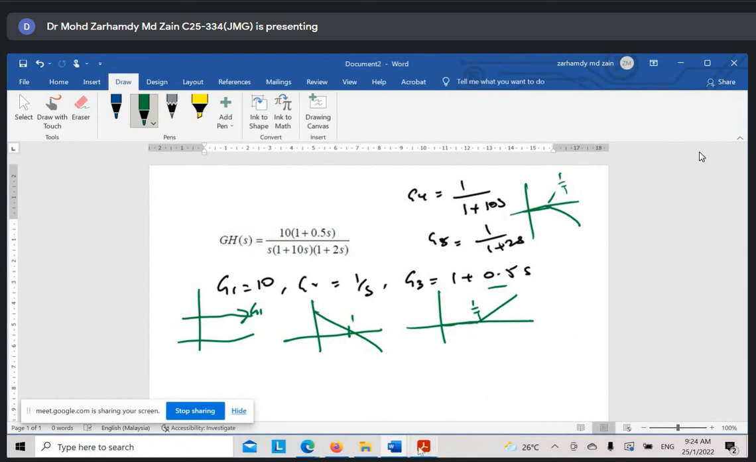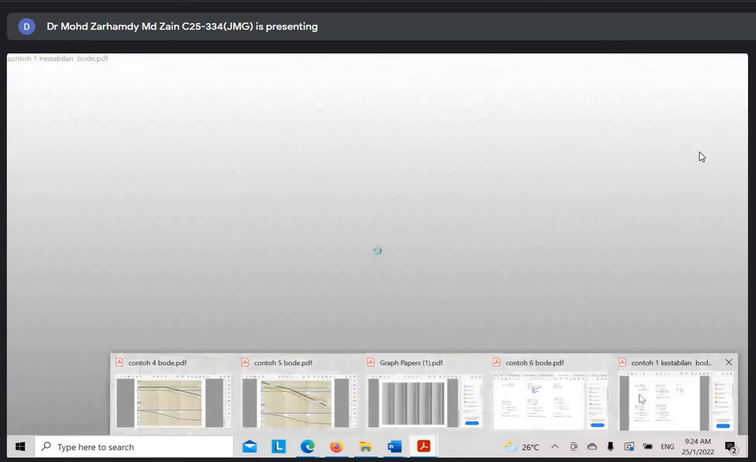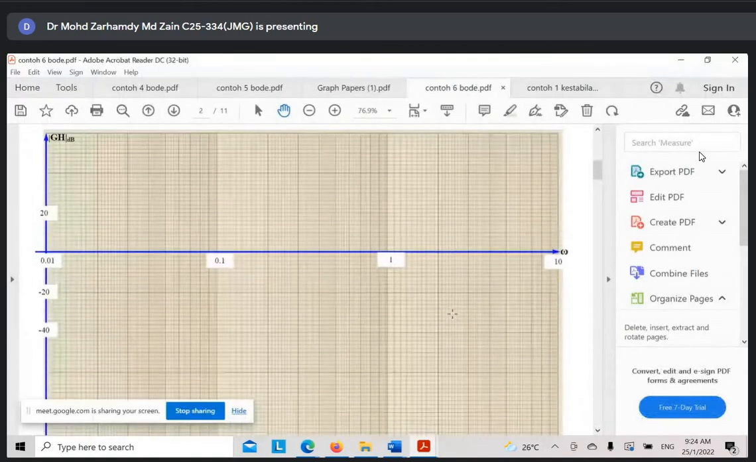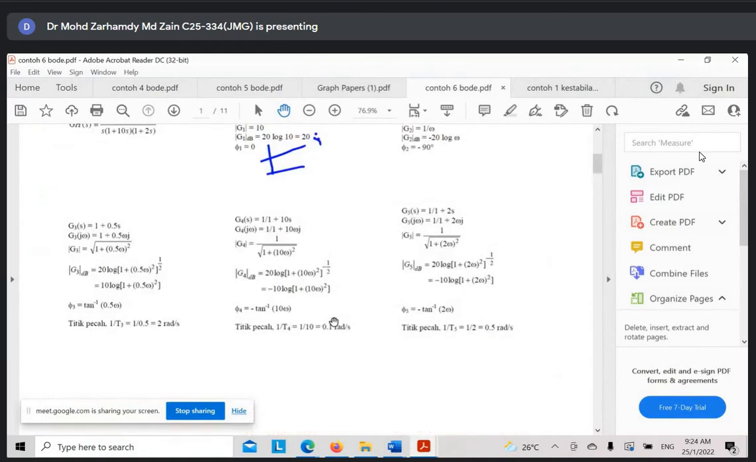Okay, sekarang kita nak masuk kepada sistem kita. So jadi sistem kita ni. Okay, sekarang ni kalau kita lihat kat situ. Kenapa dia start dengan 0.01? Kenapa dia buat 0.1 kat sini? 1 dan 10. Tadi kita buat 0.1. Kita balik semula kepada sini.